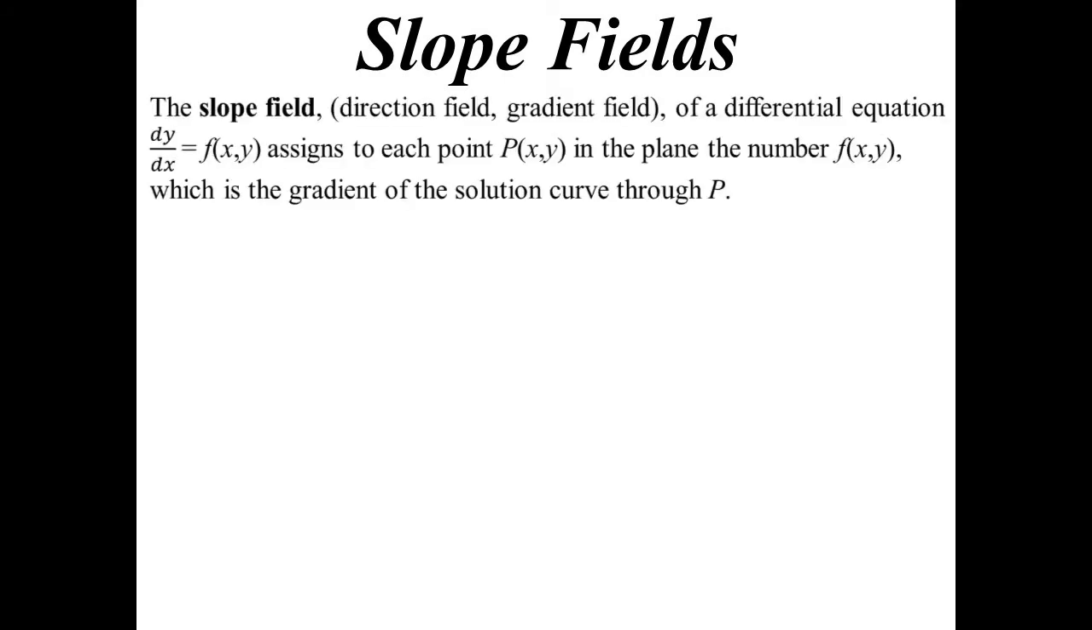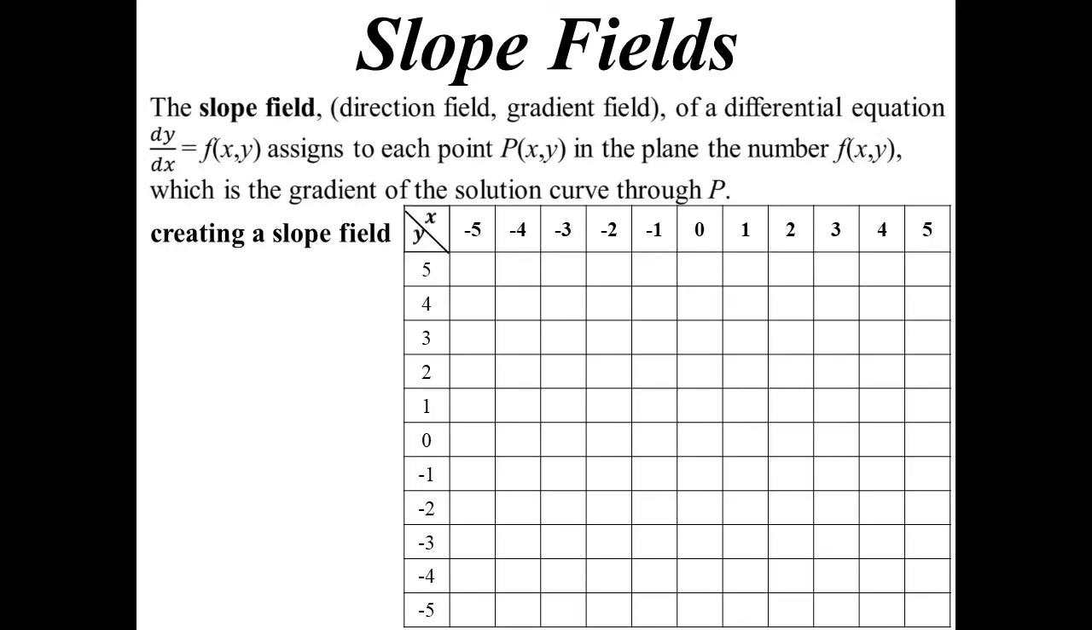So slope fields, also known as direction fields, also known as gradient fields. We have these slope fields of differential equations. The derivative equals some function, and that function could involve both x and y values, and a slope gets assigned to every point in the plane. Let's do an example, it's a lot easier.